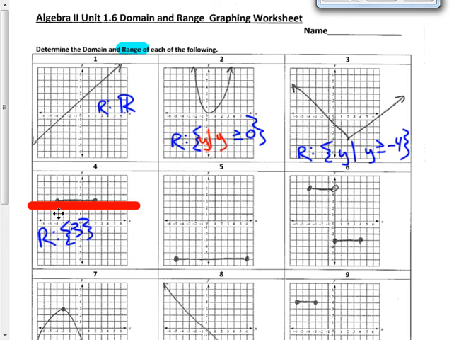I think I said domain, but I meant range. So range is equal to 3. And I could have put it in set builder notation. I could have done y such that y is equal to 3. But it's the only number, so I'm just going to put this in set. The range is equal to 3. That's it.